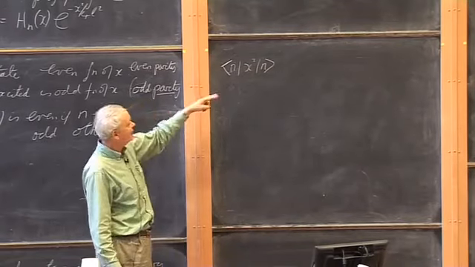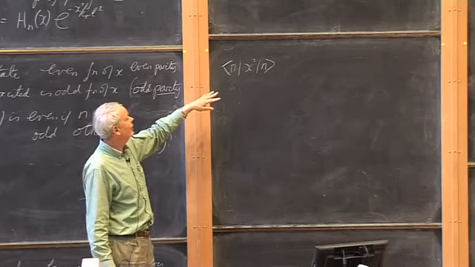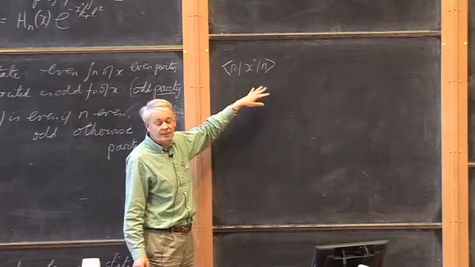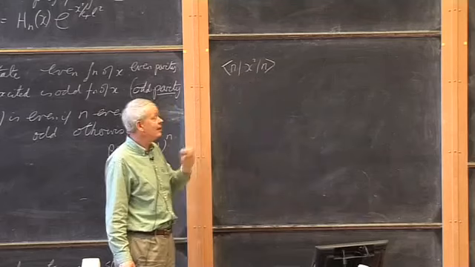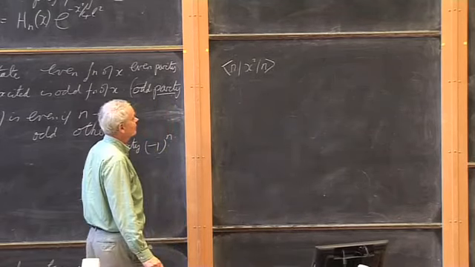So let's work out this expectation value, which is going to enable us, for example, to work out what the mean potential energy is, because the potential energy is proportional to x squared in the nth excited state. Now, how do we work this out?